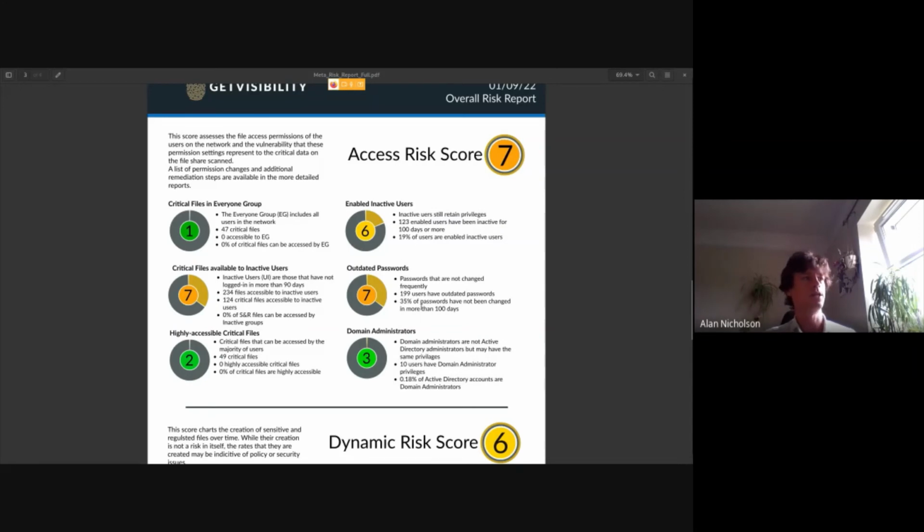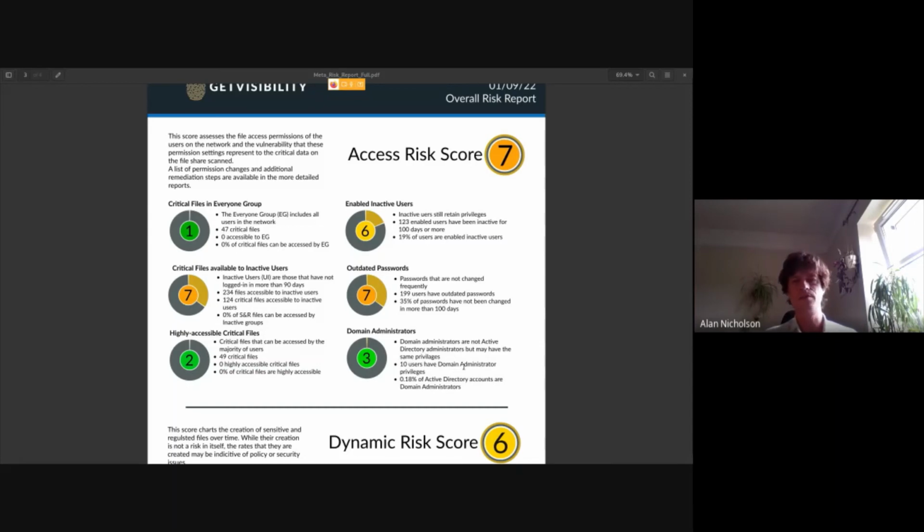And of course, users with outdated passwords. This is, of course, very risky for all organizations, when users don't change their passwords often. And this can be set in the background by us, and it's something that we would engage with customers to adjust. And domain administrators is another critical thing that we need to look at.